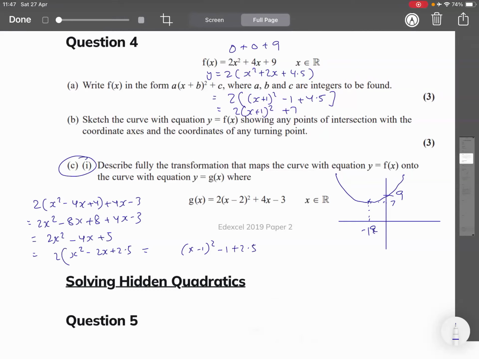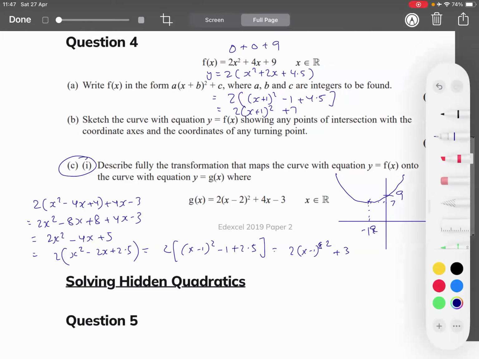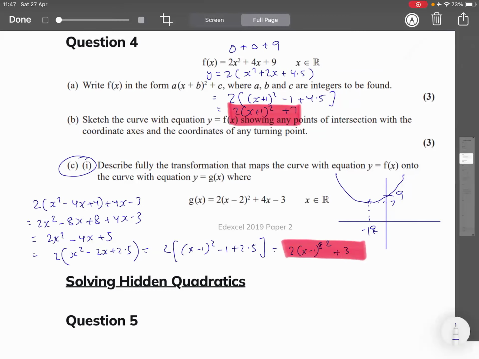So if we take x squared minus 2x plus 2.5, we get (x minus 1) squared minus 1 plus 2.5. And then just put 2's all around. And we end up with 2(x minus 1) squared minus 2 plus 5, which is plus 3. And we can tell that we basically have to compare this and this. So we can see that the y coordinate has moved down by 4. So we can call it a translation by, and then minus 4. So from 7 to 3, it's gone down by 4.